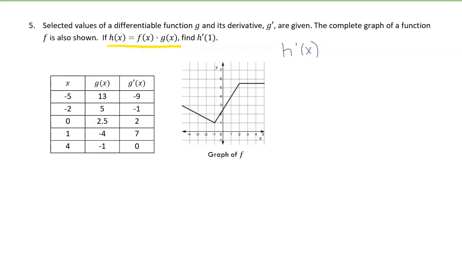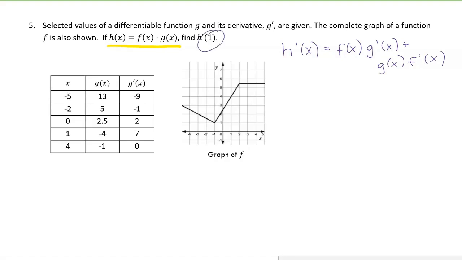We're going to need to use the product rule to find the derivative of h of x. This is going to be f of x, the first function, times the derivative of the second function, plus the second function times the derivative of the first function. So that is the whole thing written out, but we want to find it at this specific point. So h prime of 1 equals f of 1 times g prime of 1 plus g of 1 times f prime of 1.